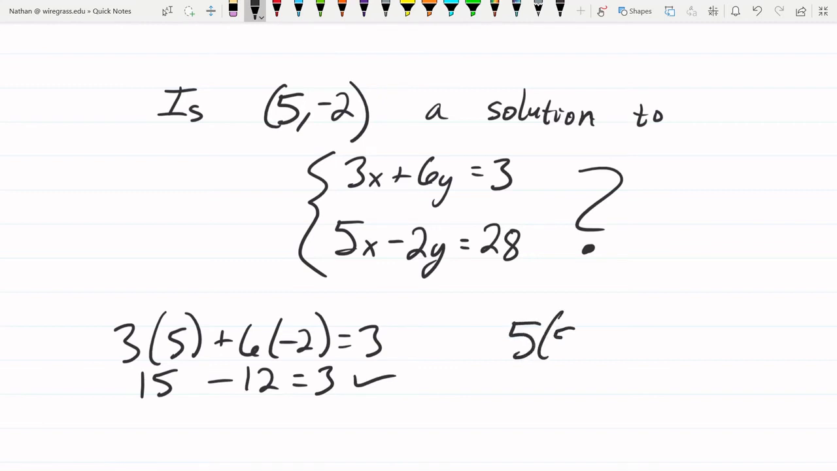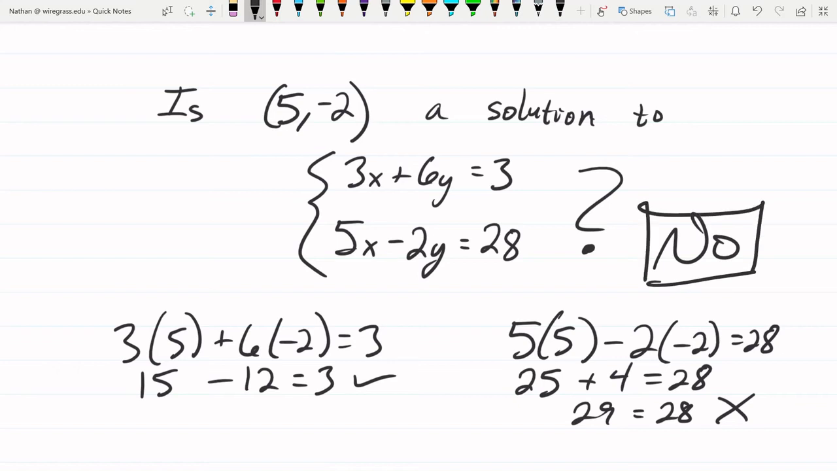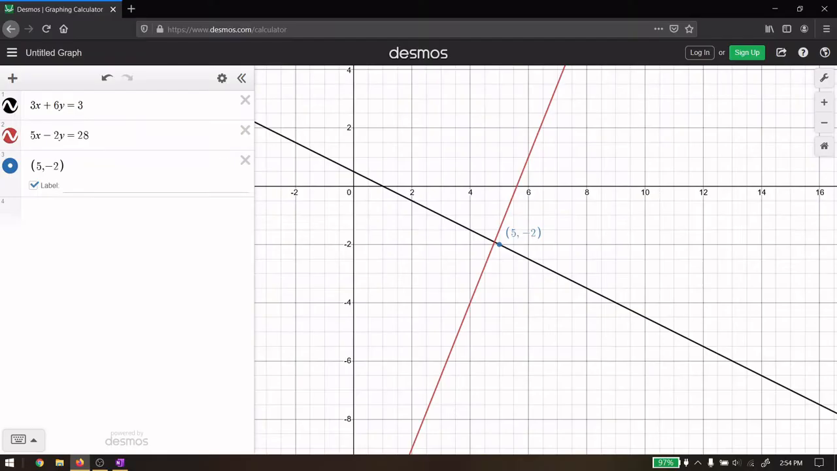5 times 5 minus 2 times -2 equals 28. We get 25 plus 4. And this one gives you 29 equals 28, which is false. So we would say, no, 5, -2 is not a solution to this system.